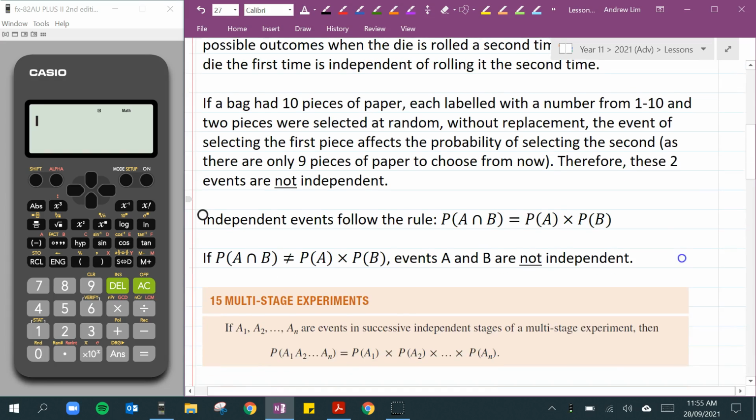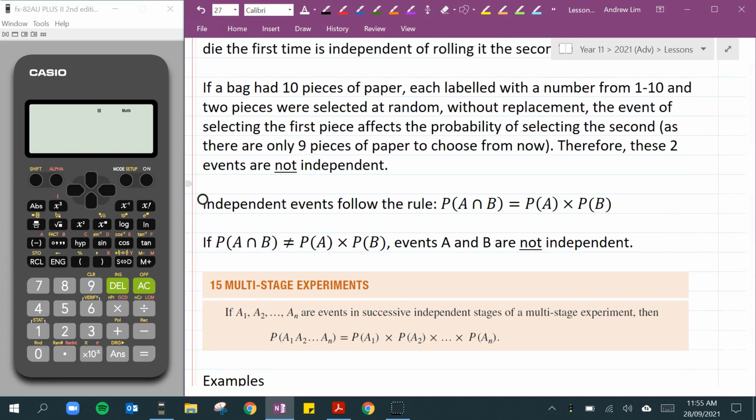However, here's an example of two events that are not independent. If a bag had 10 pieces of paper, each labeled with a number from 1 to 10, and two pieces were selected at random without replacement, the event of selecting the first piece affects the probability of selecting the second, as now there are only 9 pieces of paper to choose from. Therefore, these two events are not independent.